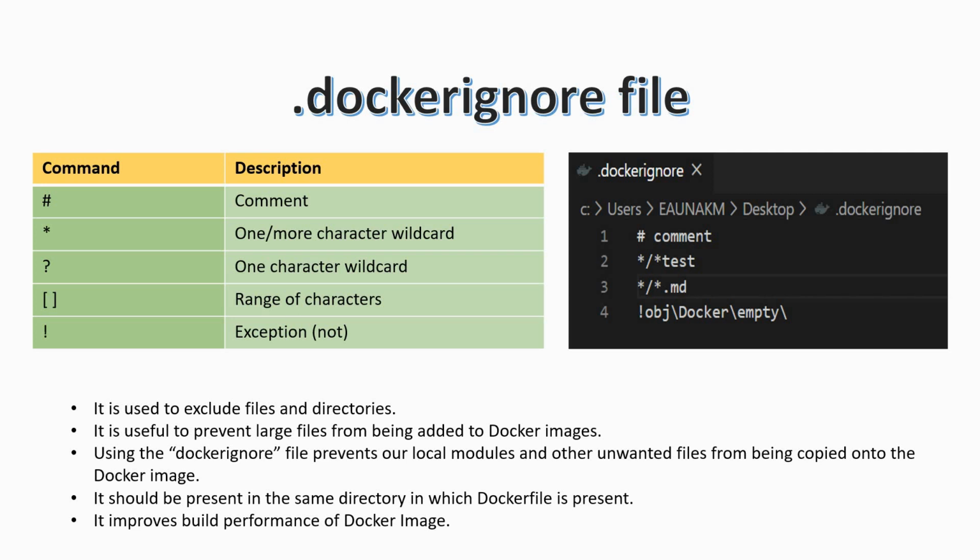So what it will do is improve the build performance of the Docker image. How? Because the image we create using the dockerignore and the Dockerfile will be smaller and more secure. Hence, the performance would be increased. So that's all about the Dockerfile and the dockerignore file.